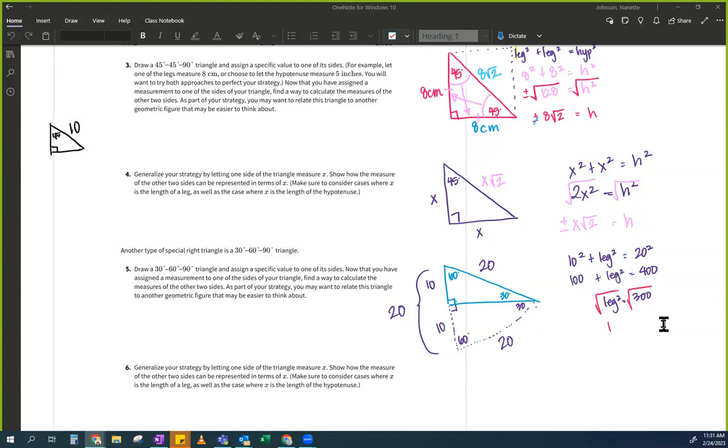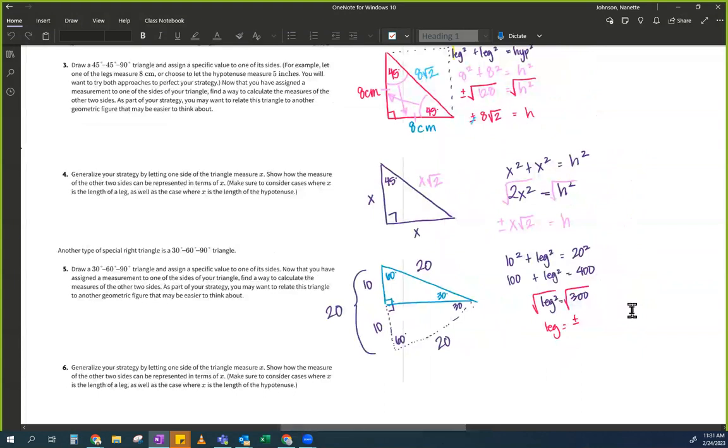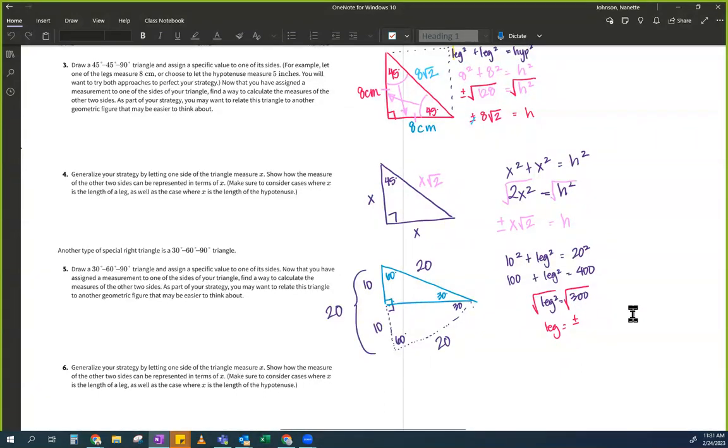And I get leg equals plus or minus the square root of 300, and then I'm going to break this down. Do you want me to break it down, or are you comfortable with me breaking it down and you checking back later? Yes? Okay, good. So if I break down the square root of 300, I ask, what times what gives me 300? Someone said, very good, 100 times 3.